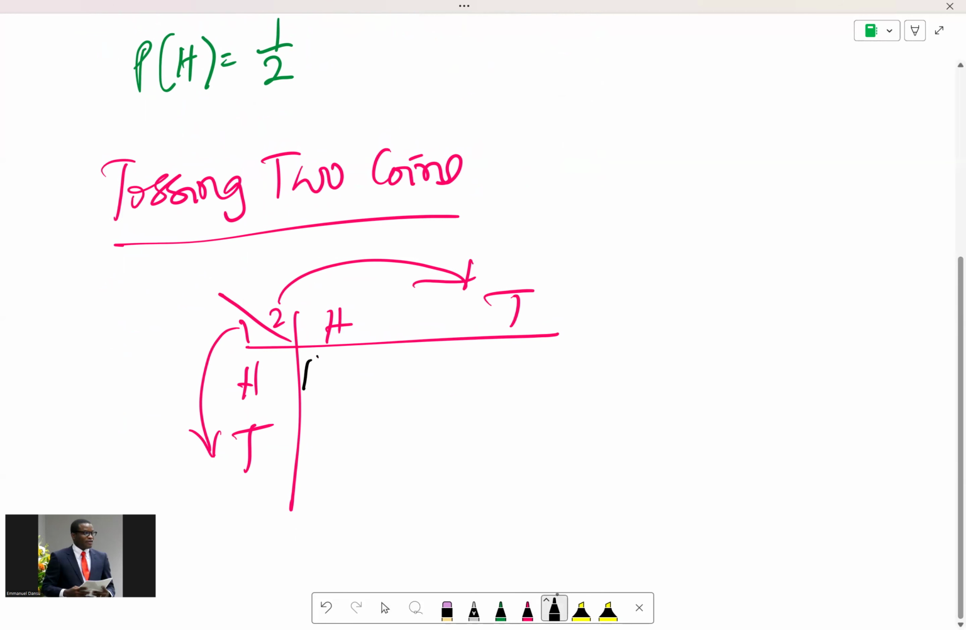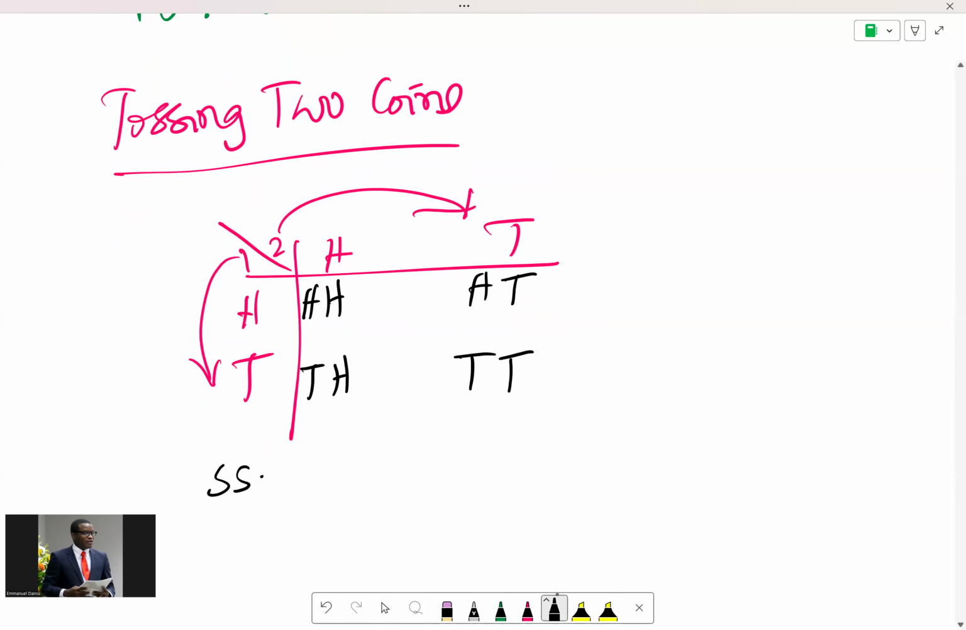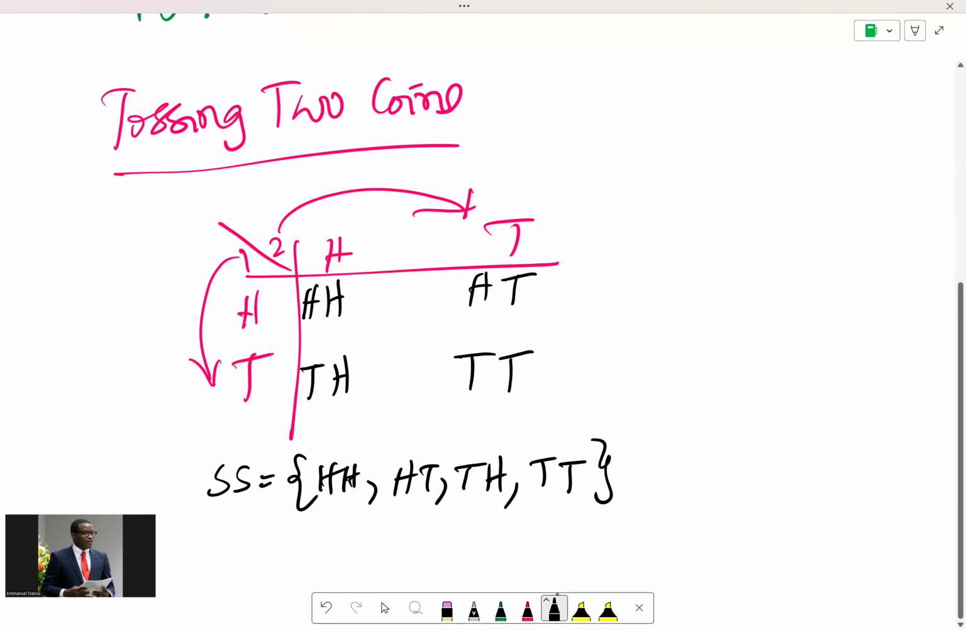The first coin can show a head and the second a head. First coin head, second coin tail. First coin tail and the second coin head. First coin tail and the second one tail. So now you have four outcomes. Your sample space is: head-head, head-tail, tail-head, and tail-tail.